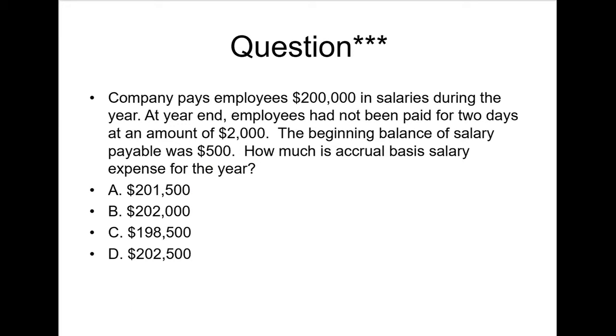So how much is accrual basis salary expense for this year? Letter A, $201,500, right? Because $200,000 was paid this year. $2,000 was incurred this year, paid next year. So we added the $2,000. $500 was incurred last year, paid this year.